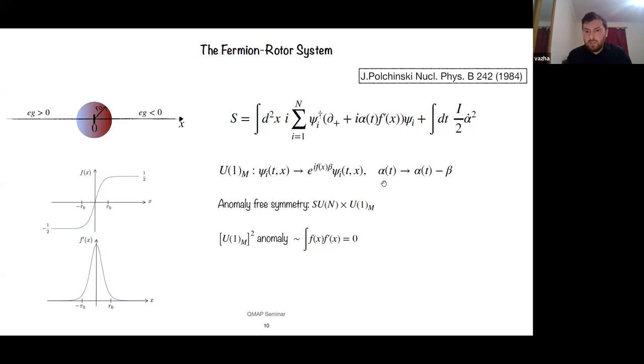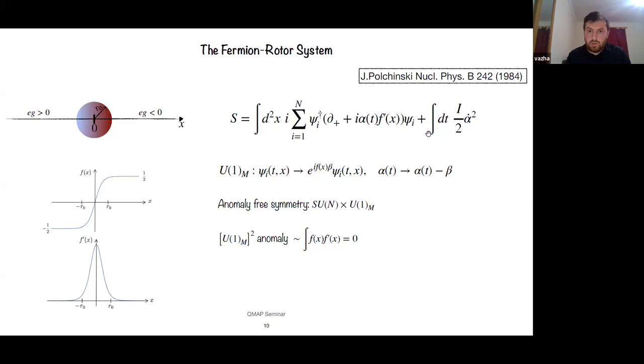Now, additionally, the rotor has a U1M transformation, and after that, you can check that this Lagrangian is explicitly invariant classically under U1M. Then you can check that it is explicitly invariant under SUN, and after that, you can check that the symmetries are anomaly free. The only non-trivial anomaly is the U1 squared anomaly, and it is also 0 because it is proportional to the integral of fx times the derivative of fx, and because this function is antisymmetric, the derivative vanishes.